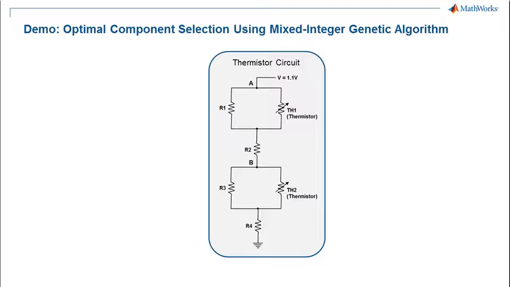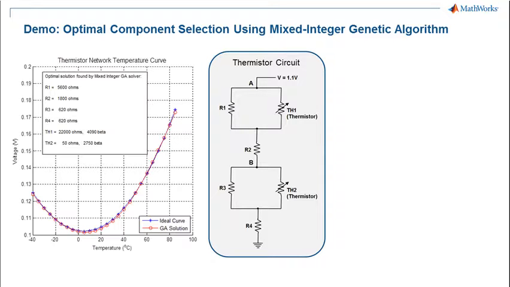In this demonstration, I will present an approach for solving a thermal compensation network design problem using optimization techniques. We will set up and define the problem in MATLAB and use the mixed integer genetic algorithm from the Global Optimization Toolbox to automatically determine the optimal values for our design. I'll show you how to find the component values for our circuit that give a voltage versus temperature curve that is closest to our desired response.